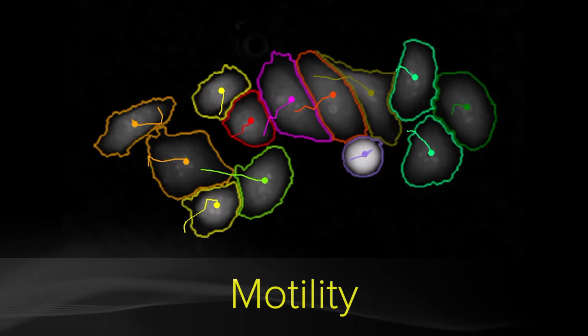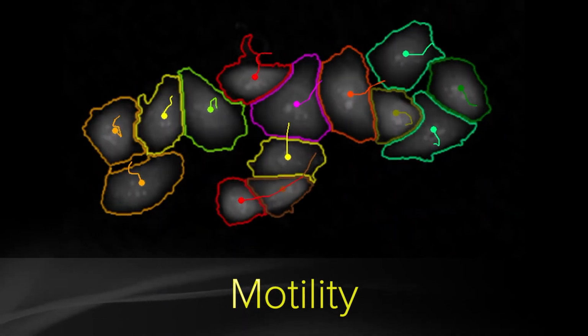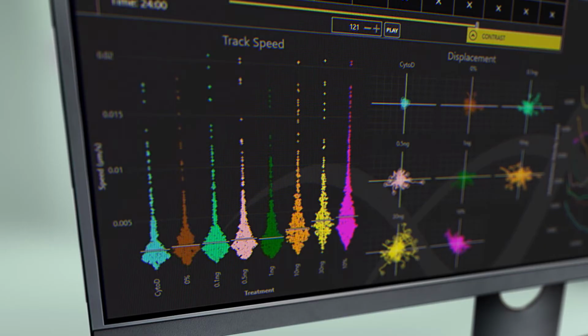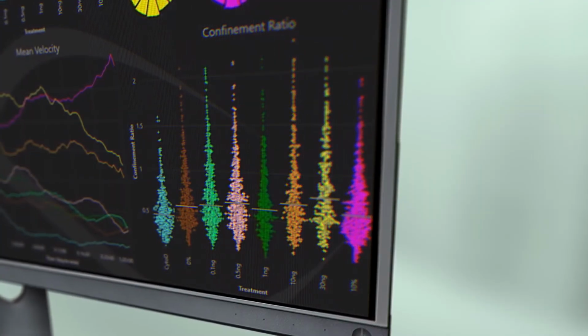Livecyte tracks individual cells. That means that we can characterize not only how fast a cell moves, but also the way that it moves. That enables us to overcome the limitations of both conventional scratch wound and random motility assays.